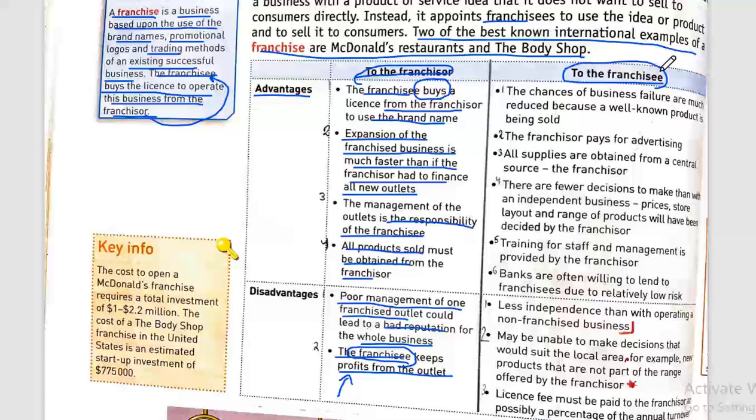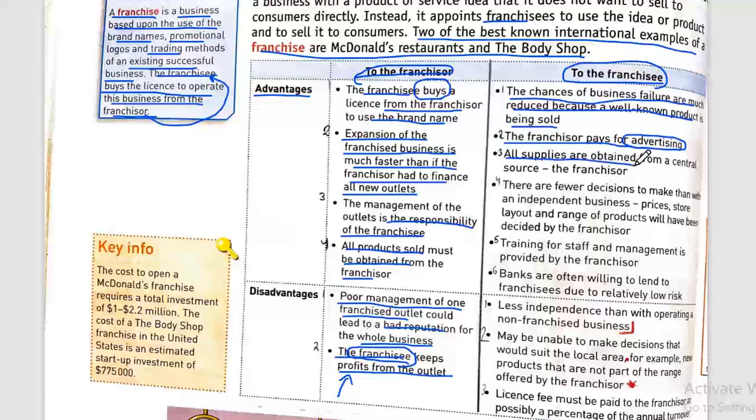Now, we are going to be talking about the franchisee, the one who takes the license. The chances of a business failure are much reduced because well-known products are being sold. So as a franchisee, the idea of failing is not going to happen because I'm using a product that is well-known. So number two, the franchisor pays for advertising. So advertising cost is being covered by the franchisor.